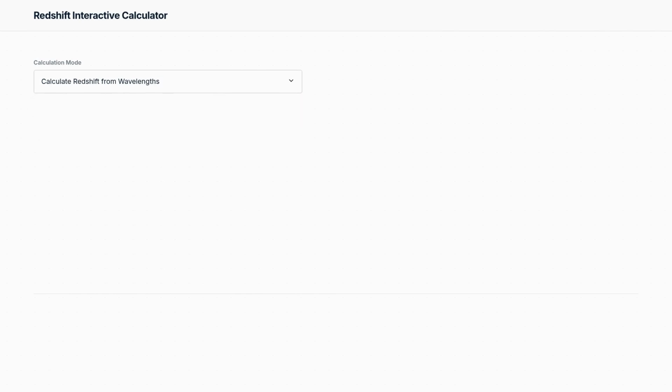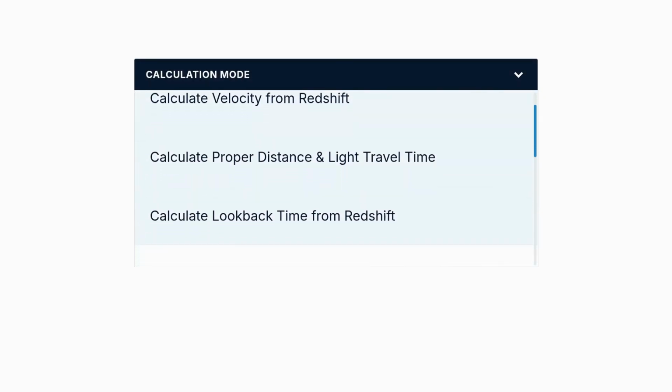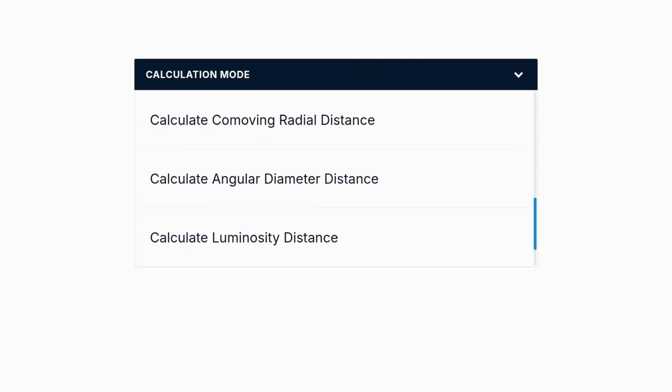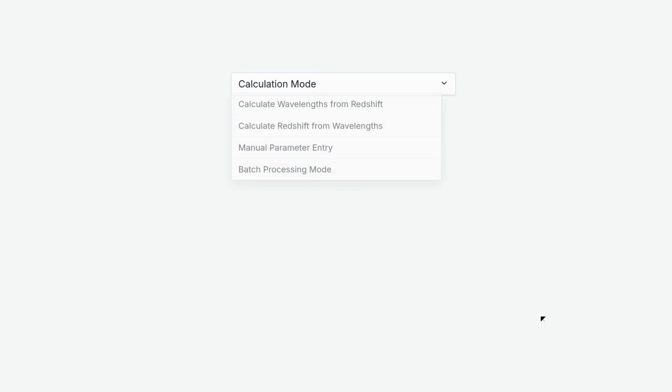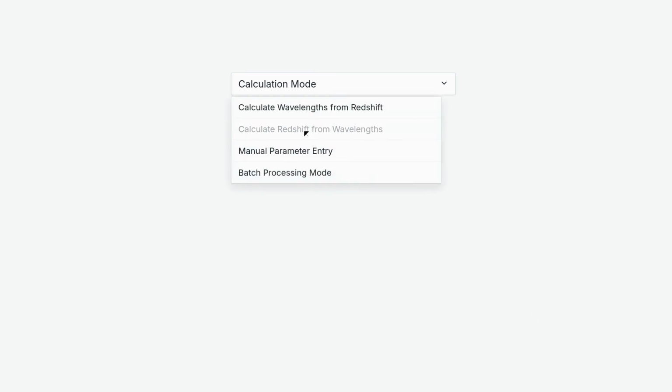Calculate redshift from wavelengths. Calculate observed wavelength from redshift. Calculate velocity from redshift. Calculate proper distance and light travel time. Calculate look-back time from redshift. And calculate redshift from recession velocity. I'm using calculate redshift from wavelengths.